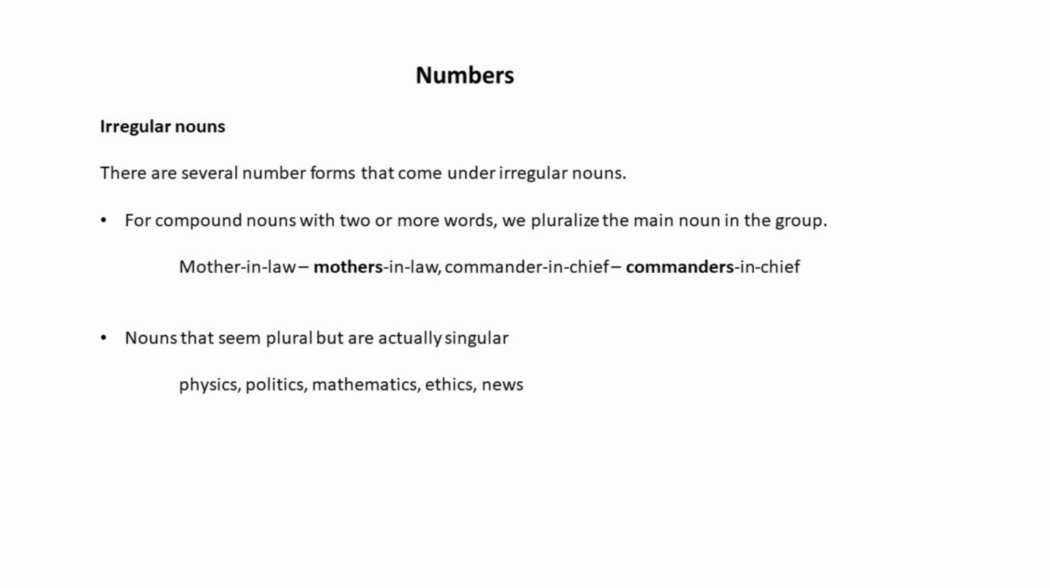For compound nouns with two or more words, we pluralize the main noun in the group. We saw compound nouns when we studied the topic of nouns. Two words combined to form a noun is a compound noun. This is what we learnt previously. So if I say the compound noun mother-in-law, its plural form will be mothers-in-law because in this case we are pluralizing the main noun, that is mother. And this compound noun is a combination of three words, that is mother, in and law.